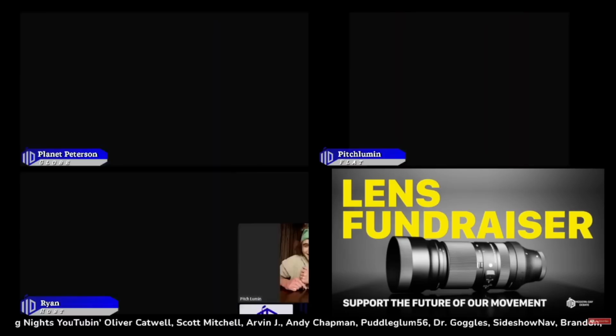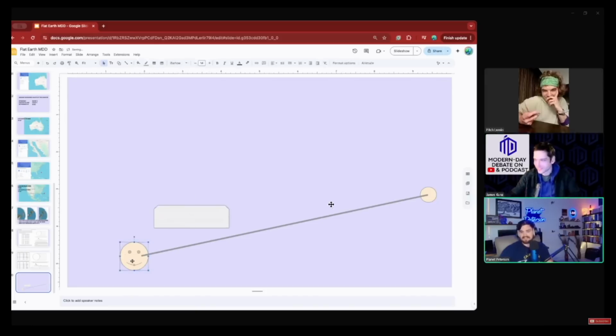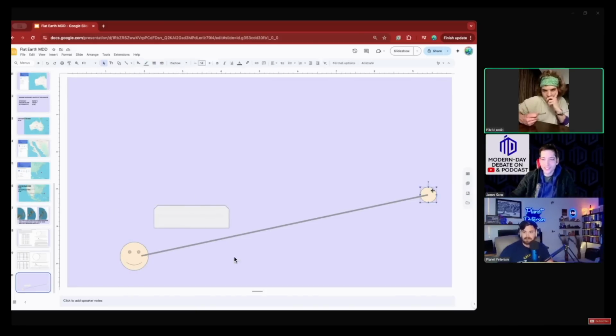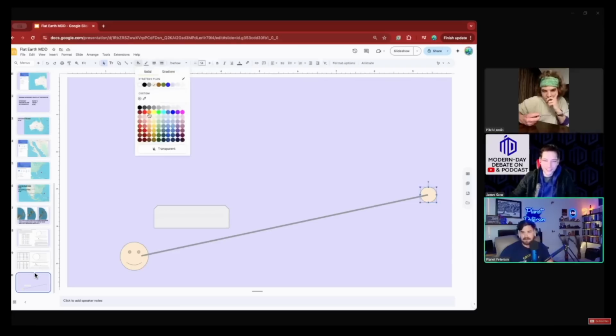This is going to be one of the most low production looking visual demonstrations of all time, but I think we're all here for it. So can you see what I've drawn here? Okay, so the smiley face, that's the observer, right? And way over here, this is the sun, right?